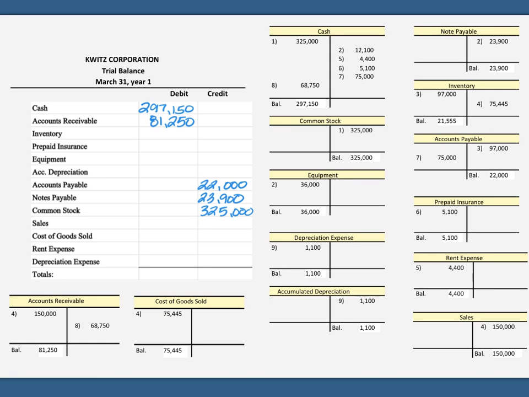And then we'll have our temporary accounts like sales and our expenses. Sales, we had a credit of $150,000. And we have cost of goods sold. That is $75,445, one of our expenses. I'll let you fill out the rest of these temporary accounts as well. So go ahead and pause the video, fill out the rest of the account ending balances, and then we'll look at the totals.